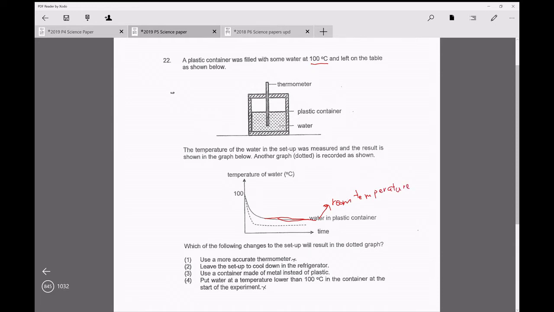Okay. The room temperature is the temperature in the surrounding. So they left it on the table, right? So we just assume he left it somewhere in the house. Okay. So let's look at the other line.